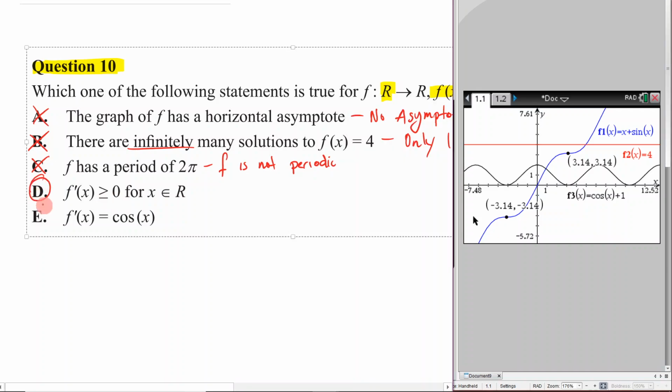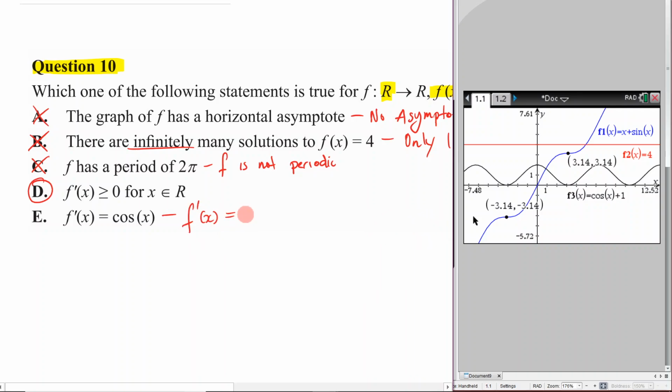D is true. D is my answer. Lastly, let's just eliminate E, which is telling me that the derivative of f is going to be equal to cos of x. Well, this is obviously false because we just figured out that the derivative is going to be 1 plus cos of x. So that means our answer to question 10 is going to be D.